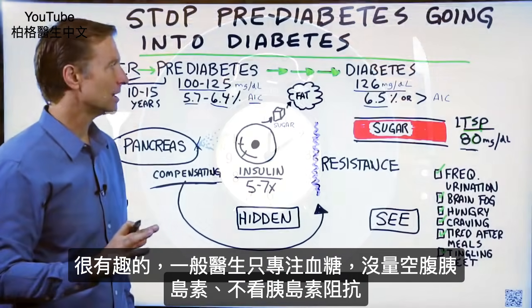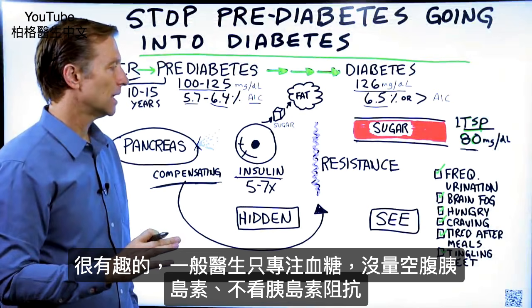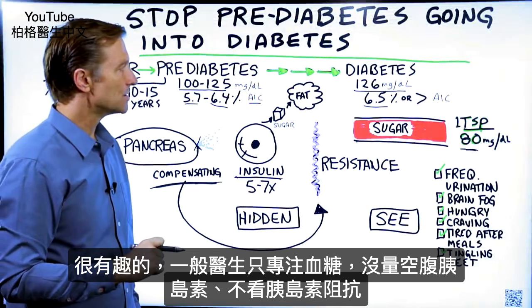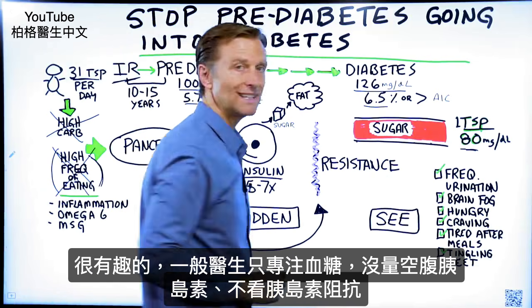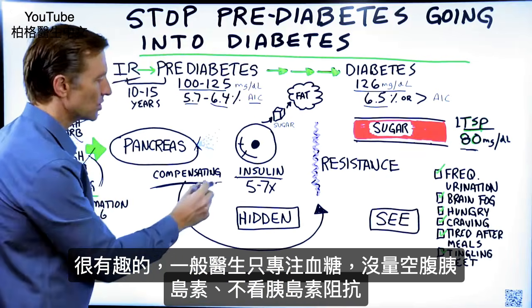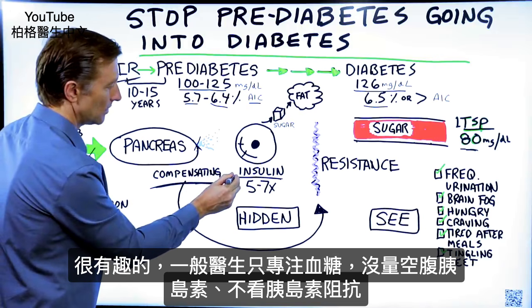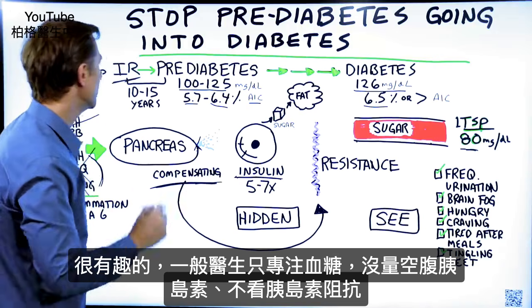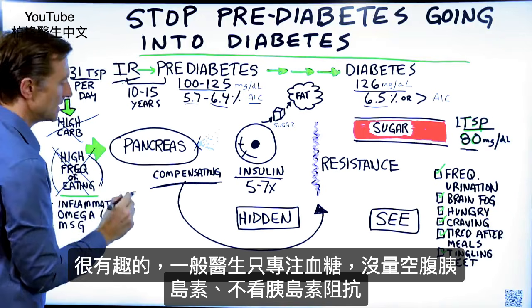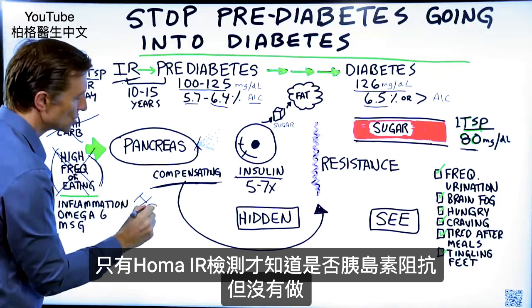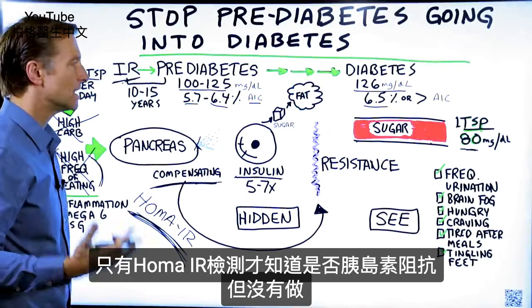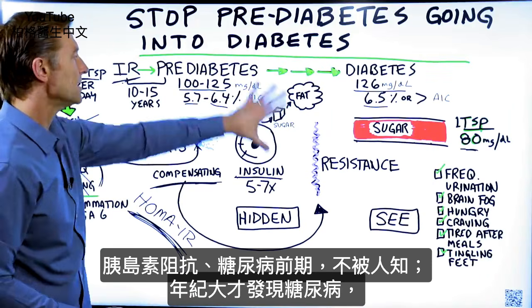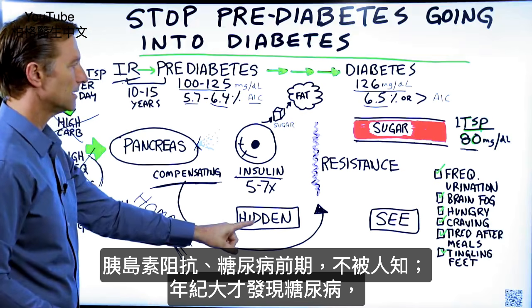Now, the other thing that I want to tell you is very, very interesting. The doctors are focused on the blood sugars only. They're not measuring your fasting insulin level. They're not measuring if you have insulin resistance. The test that you would do to determine that would be HOMA-IR, okay? But that's never done. So this area is kind of hidden.